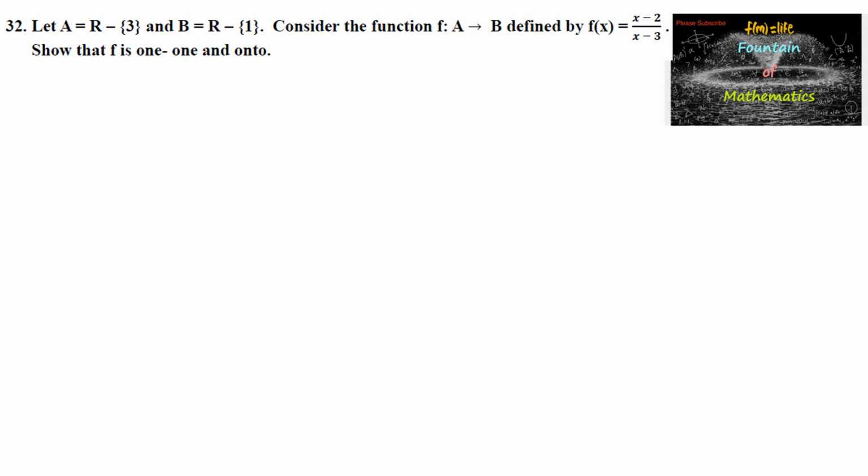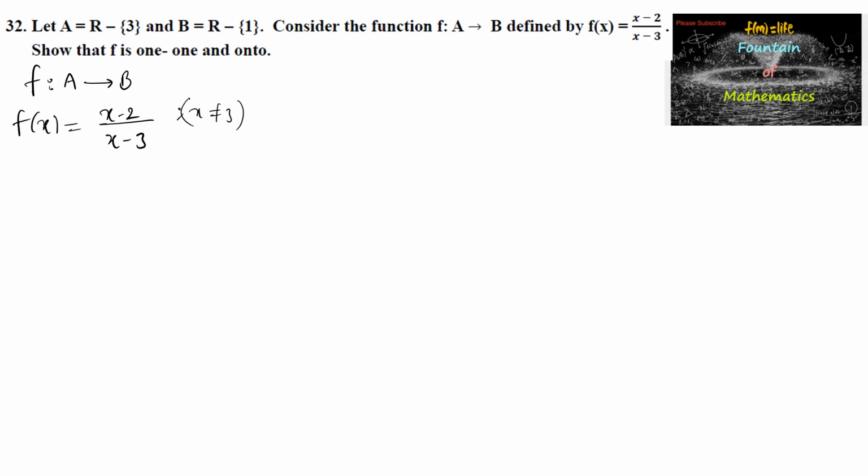Let A is equal to R minus 3 and B is equal to R minus 1. Consider the function defined from A to B, where A is the domain and B is the codomain, defined by f of x is equal to x minus 2 upon x minus 3. So here x is not equal to 3, that is R minus 3. We have to show that f is 1 to 1 and onto.